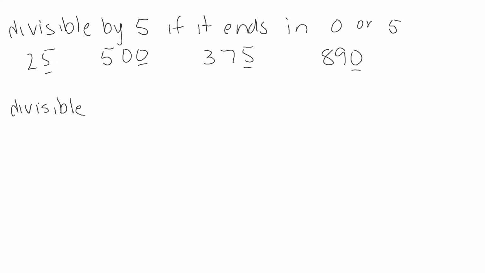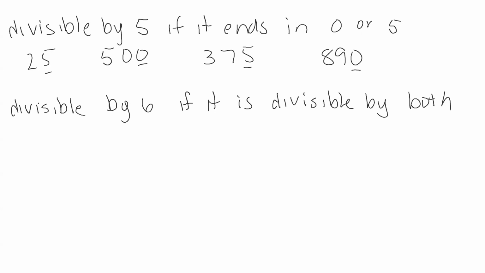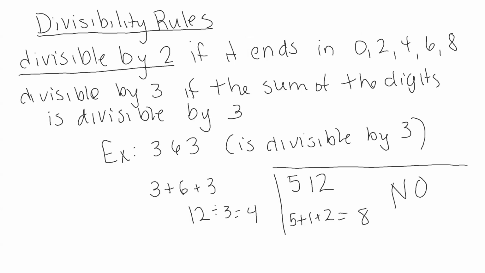Divisible by 6 takes a little more work. A number is divisible by 6 if it is divisible by both 2 and 3. All right, so let's go back and remind ourselves of the rules for 2 and 3. So a number is divisible by 2 if it's even, and that just means it ends in 0, 2, 4, 6, or 8. A number is divisible by 3 if the sum of the digits is divisible by 3. Okay, so let's look at this one.